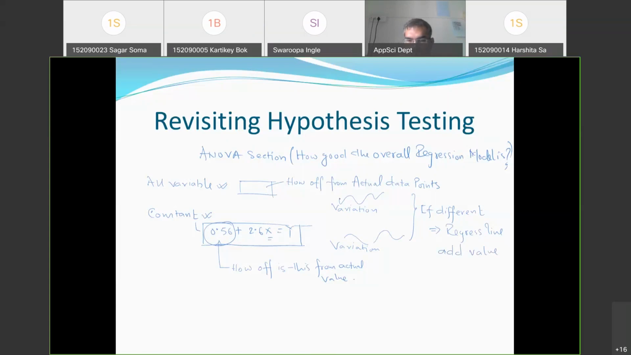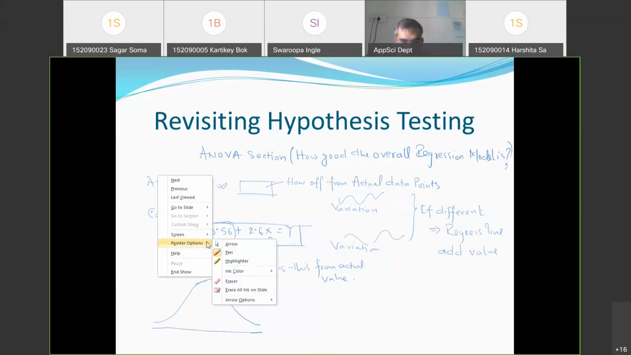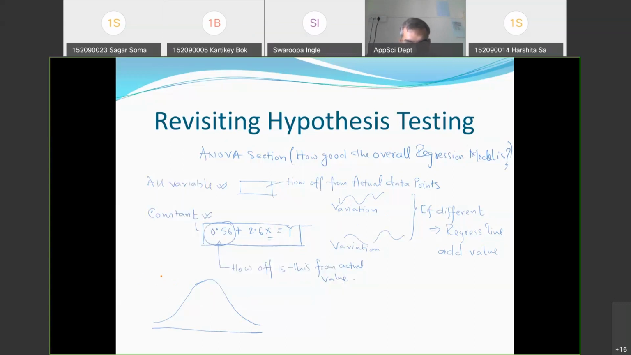So to compare variation in hypothesis testing, what we were doing was comparing basically the mean. When we are using the normal distribution, let me change color. We are getting deeper into this. So using the normal distribution for hypothesis testing, we were comparing the mean.